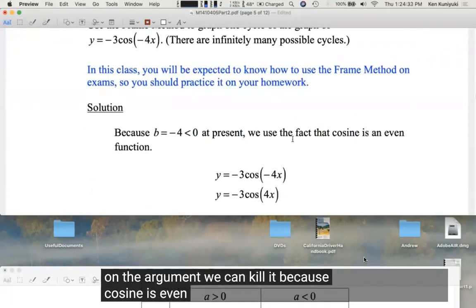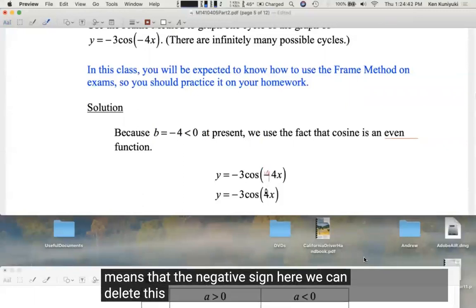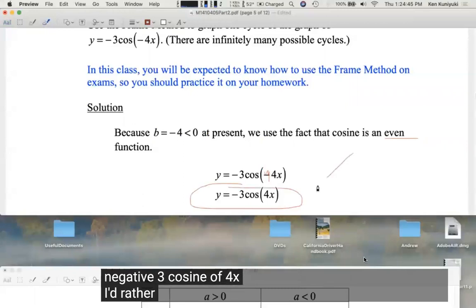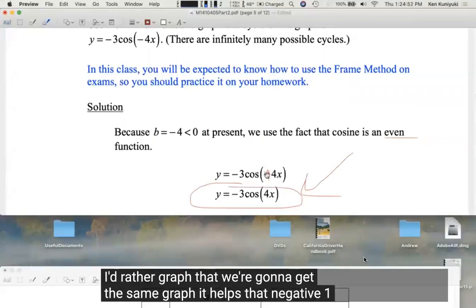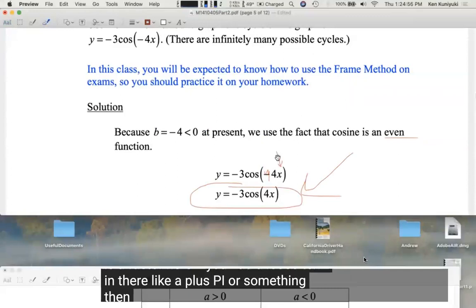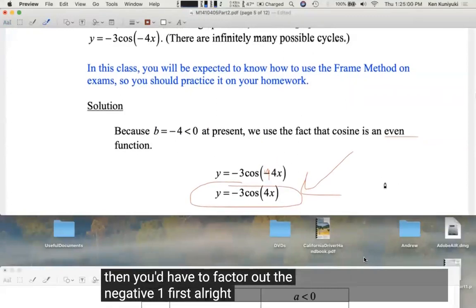Because cosine is even, that means the negative sign here, we can delete. This is equivalent: y equals -3 cosine of 4x. I'd rather graph that. We're going to get the same graph. It helps that -1 is a factor here. If you had a loose term in there, like a plus pi or something, then you'd have to factor out the -1 first. All right.